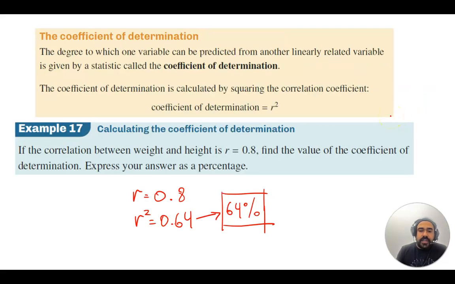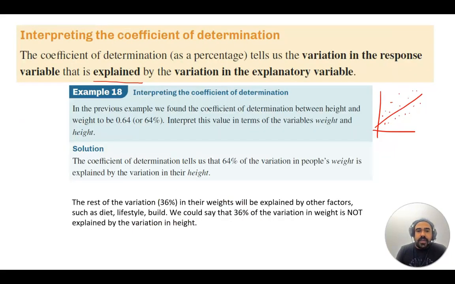What this number here, this 64%, is saying, it tells us that the variation in the people's weight, the response, is explained by the variation of height. So what does that 64% mean? That just says that we take 64% of these people within here, and the variation, so how varied those numbers are.